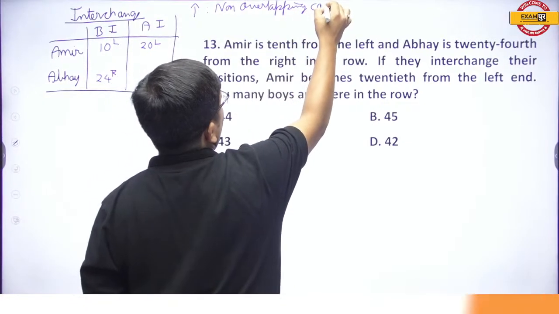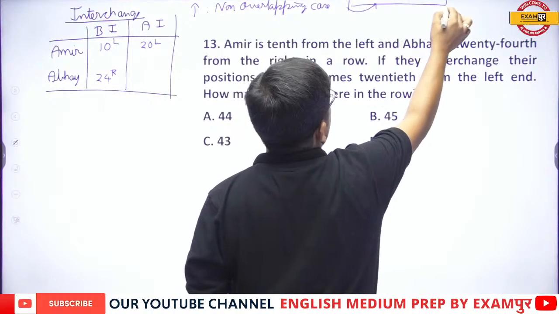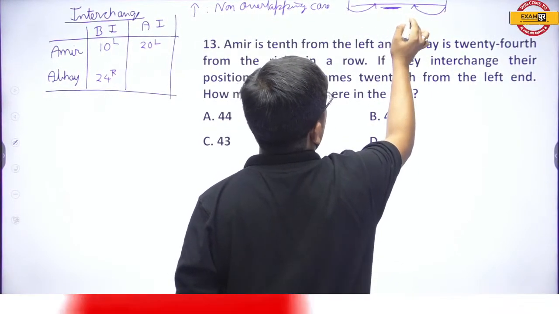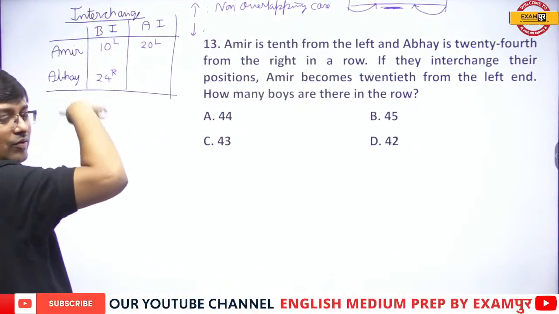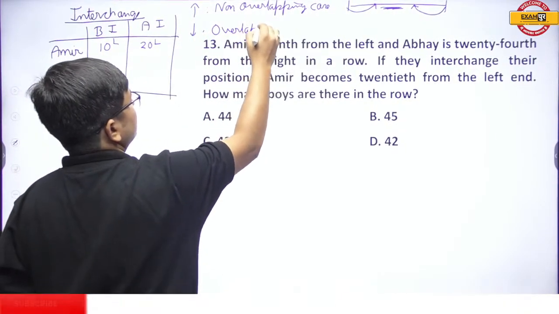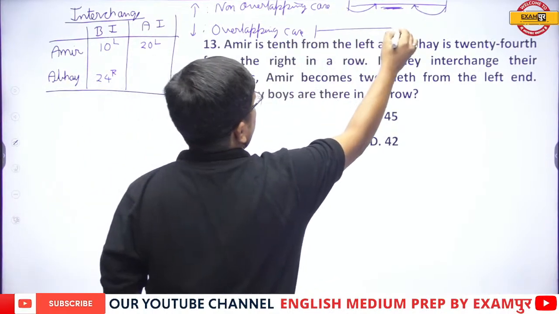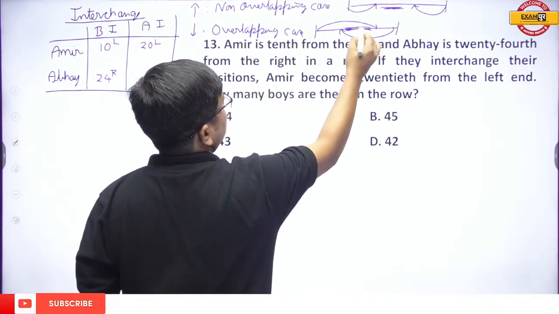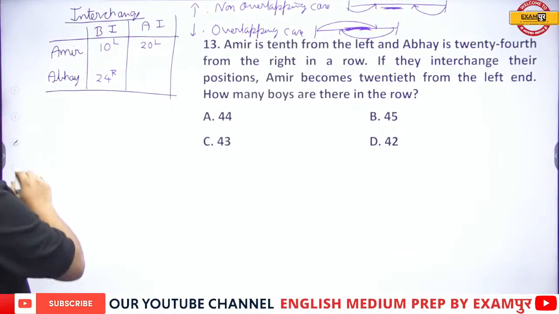What is the meaning of non-overlapping case? A case like this, where some of the places are left empty. But if the position is found to be decreasing, from 10 going down to 9, 8, 7, anything, then it is an overlapping case. Overlapping case means like this, where some positions are overlapping. Okay, fine. Now let us solve this.